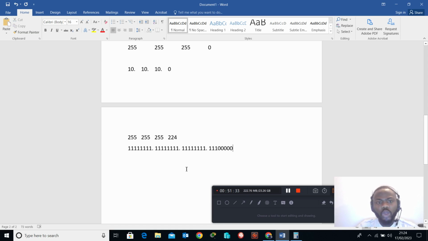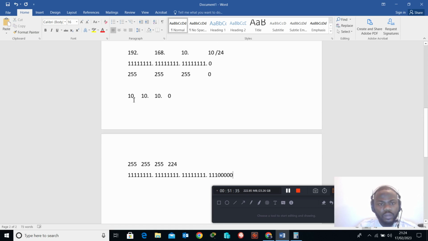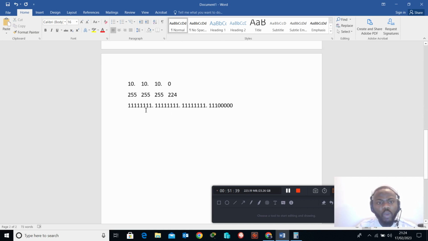And if you want to know that we are correct, let me bring this down. What we have to do is add this together, and it is going to give us 255. Add this together, 255. Add this together, 255. Add this together, it is going to give us 224.